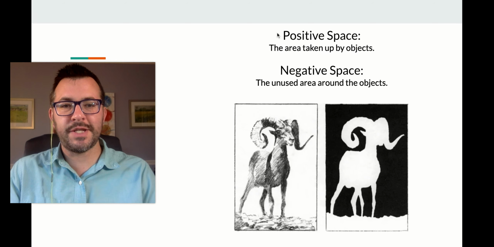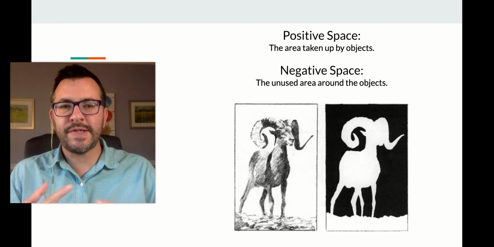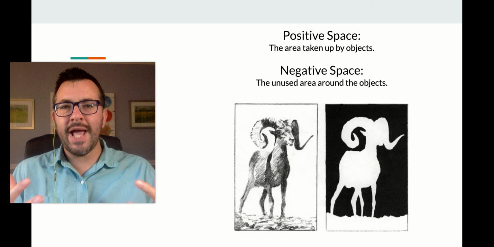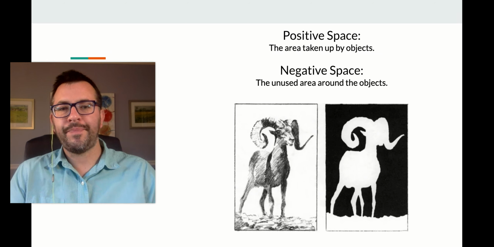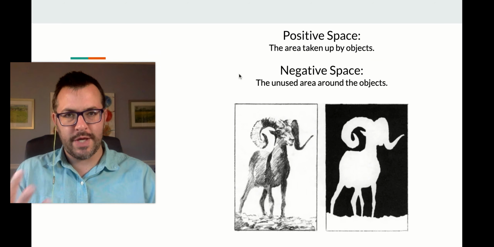The first is positive space. When we talk about positive space in an artwork, that's the area taken up by objects. That's the space where stuff is. The negative space is that unused area around the objects.